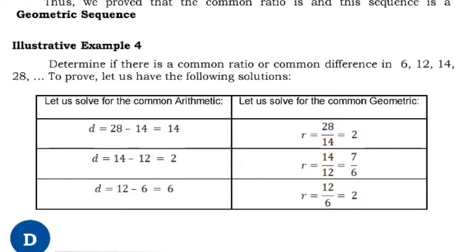So ganyan lang po ang pagdetermine kung arithmetic sequence ba or geometric sequence. So kung arithmetic sequence, kunin nyo yung common difference. Kung may common difference, then ito po ay arithmetic sequence. Then kung geometric sequence, kung may common ratio, it means that yun ay geometric sequence.